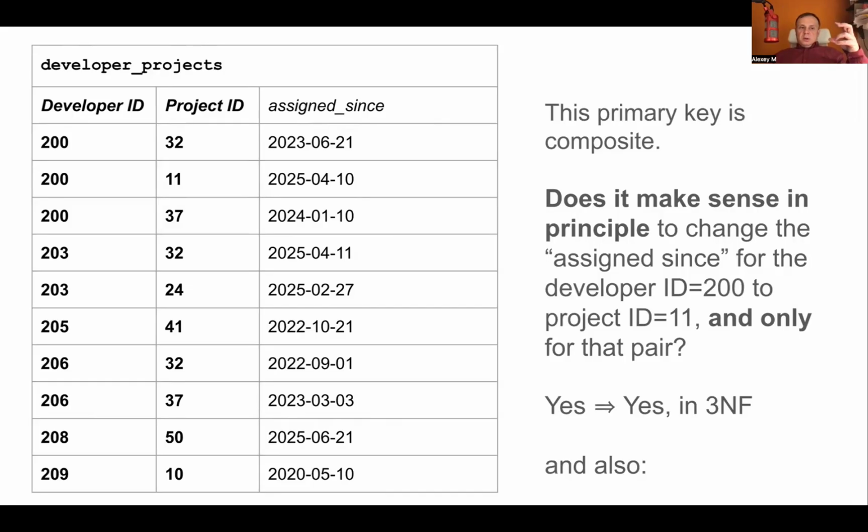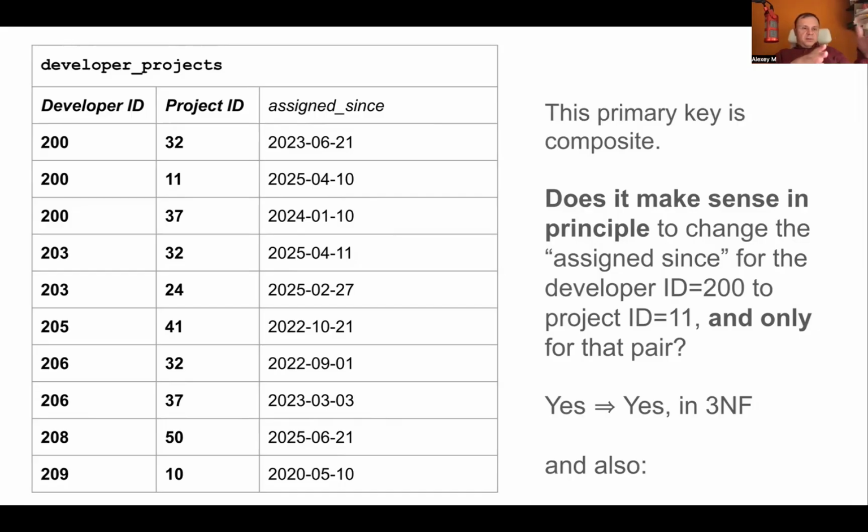The table that stores developers assigned to projects and vice versa. The completely standard way to design this sort of table, it's a many-to-many relationship. So our primary key is going to be developer ID and project ID. So our primary key is composite.